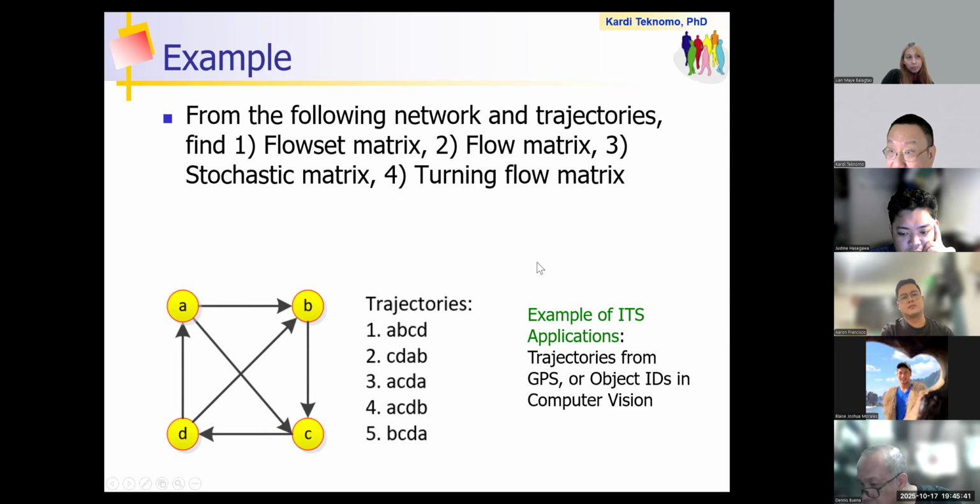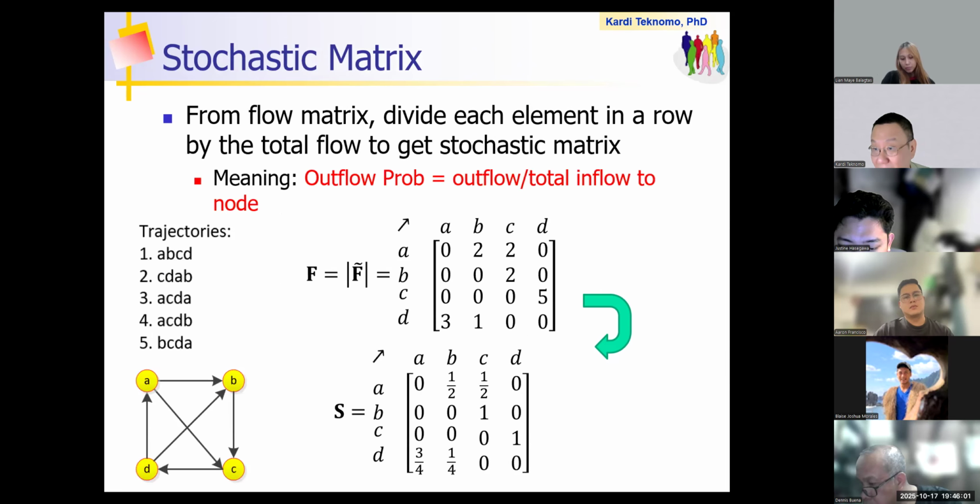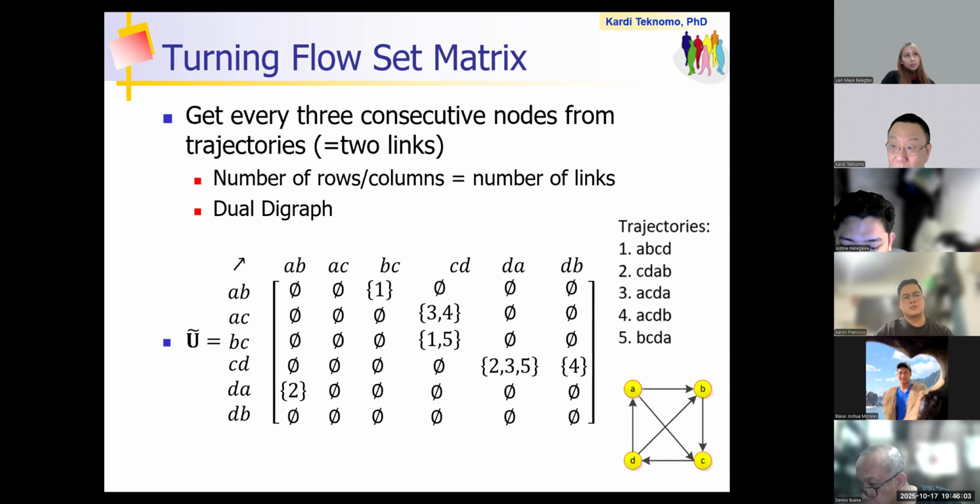Yeah. From here, you can also calculate the stochastic matrix for a later ideal flow network, or you can also get the turning flow. Yeah. So turning flow is not there in the program, but you can calculate it by yourself. Once you have three consecutive nodes, then you can get the turning flow set matrix. Yeah, from there, you can get the actual turning distribution in each intersection.